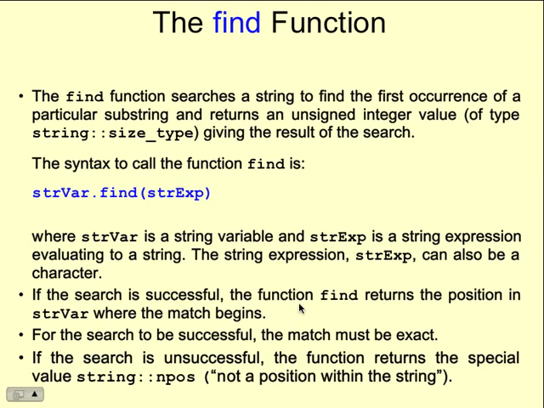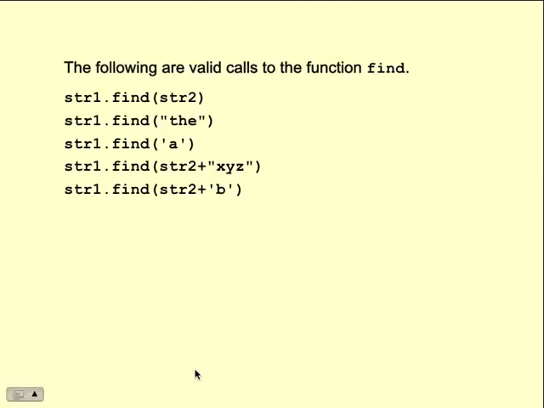So if the search is successful, find returns the position in which the match is found. The return value is going to be like 6 if it was the T that we were looking for in that other example. And if it's unsuccessful, then it's going to return a special number, not a position within the string. Instead, it returns no match, like a false positive.